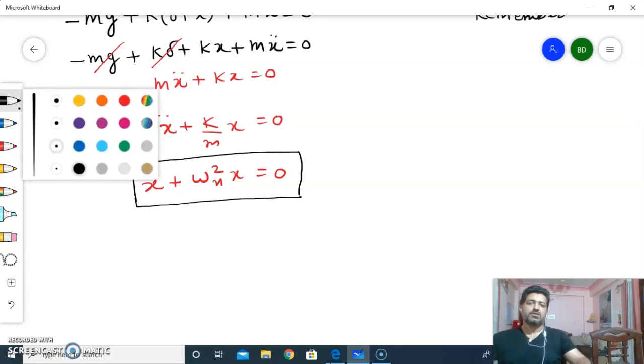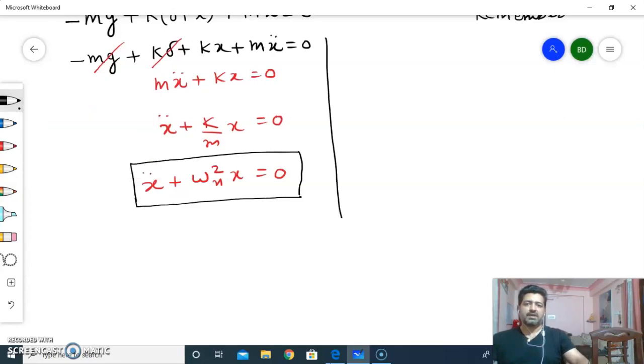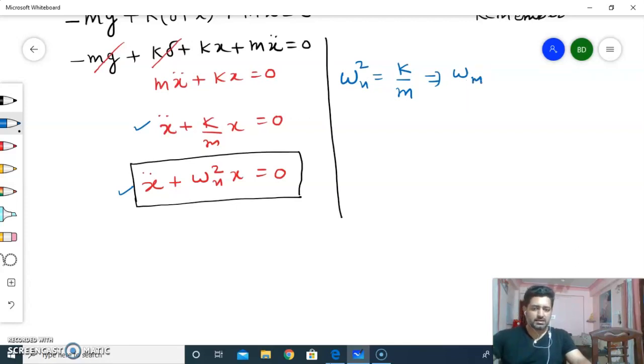So from this equation, comparing these two equations, we can easily write omega n square is equal to k by m. This can be written as omega n is equal to under root k by m. So this is the frequency of the undamped free vibrating system.